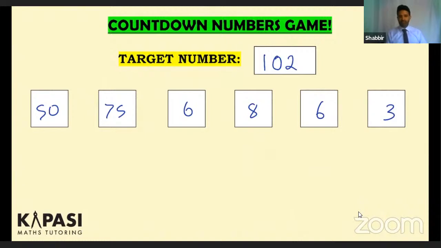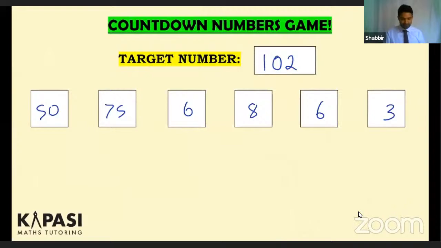So the way I tried to think about this was 102, what the multiples of 102 are. So I thought, well, 204, then 306, because if I can make 306 and then divide it by this 3, I can make 102.